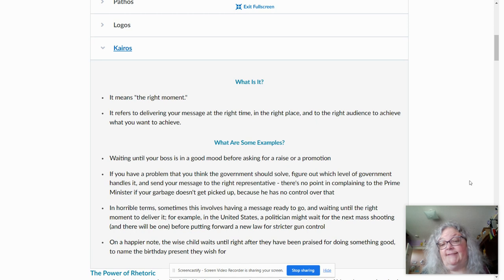For example, in the United States, a politician might wait for the next mass shooting, and unfortunately we probably believe there will be one, before putting forward a new law for stricter gun control. And in the political context in the United States, we've seen over the last several years how resistant that system is to any increase in gun control. So if that's something that you want to achieve, you're going to need to pick your moment to put that forward carefully, because it has failed many times in the past. So we know that there's resistance. So we need to choose our moment.